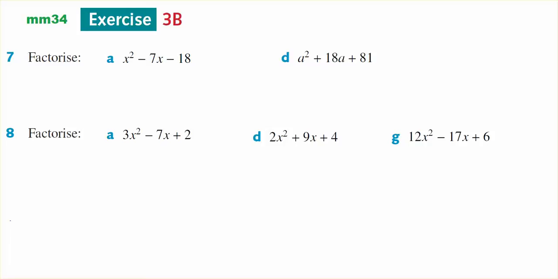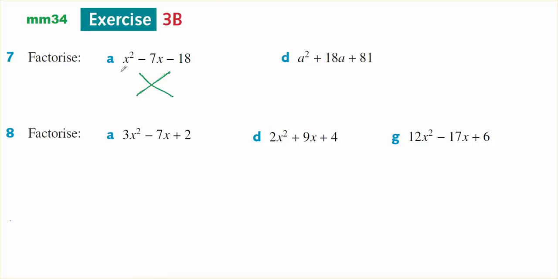This is for Year 11 methods. It comes out of 3B, factorising trinomials, monic trinomials and non-monic trinomials. Question 7, an example of a monic trinomial, that is, the coefficient of the x squared term is 1, whereas question 8 is an example of non-monic. Okay, so if I do, there's 3 terms, so I'm going to draw a crisscross.